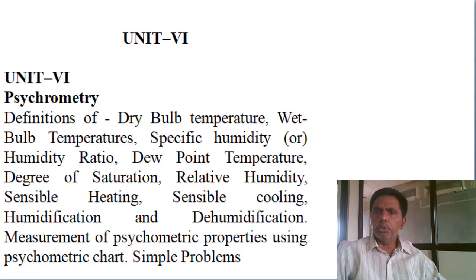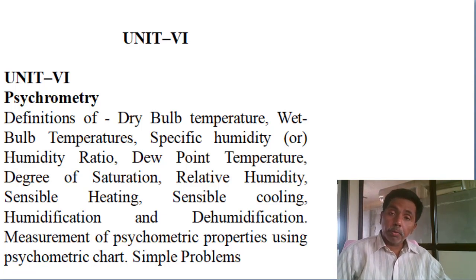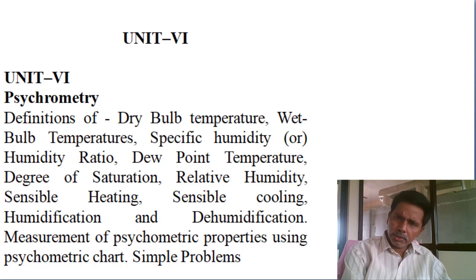How is industry utilizing it, and what type of psychrometric properties are they measuring? They are not measuring all psychrometric properties. They will measure only two. One is dry bulb temperature, the second one is wet bulb temperature. By using these two temperatures, they extract the other properties using the psychrometric chart. And that we will discuss in this unit thoroughly.